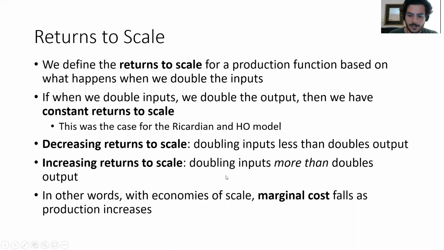So we can also rephrase this in terms of marginal cost. With economies of scale, marginal cost falls as production increases. The flip side of that would be reframing this in terms of marginal productivity. So if marginal cost is falling as production increases, then marginal productivity is rising as production increases.